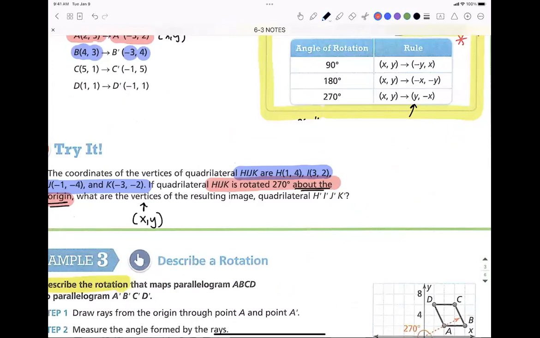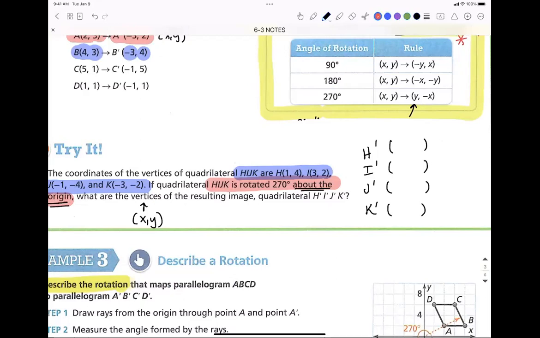Underneath the word vertices, write this. Vertices means the point of the corner, right? The XY. That's what they want when they say vertices. They want the new H, the new I, the new J, and the new K, or the prime ones. So our answer, we want the resulting image for HIJK prime. So we're going to write H prime, I prime, J prime, K prime, and then write the new coordinates for each one of these. You just have to go slow. These are not difficult.